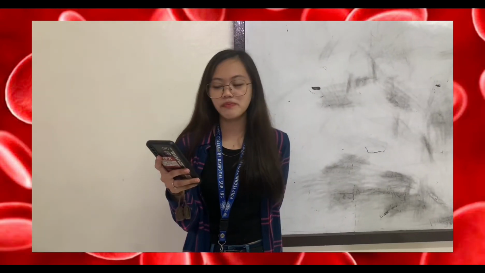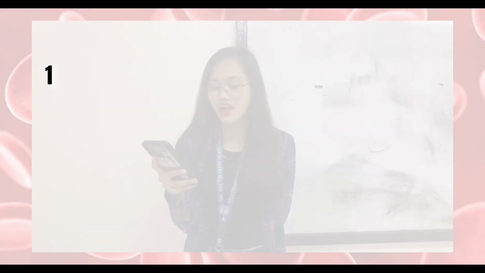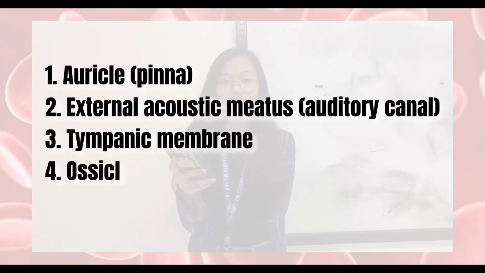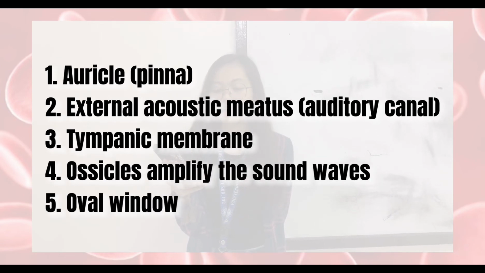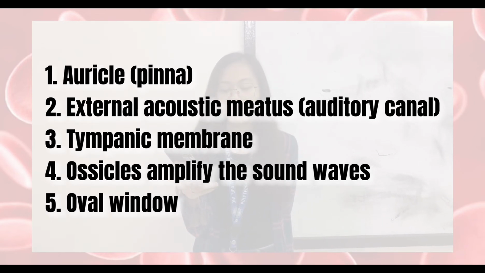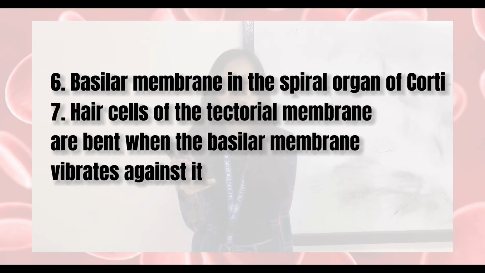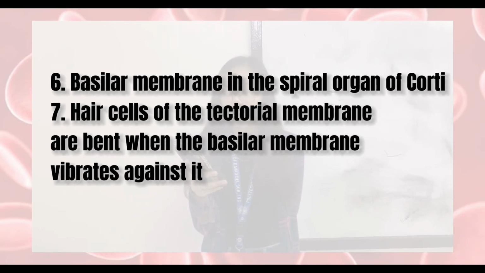The pathway of vibrations from sound waves. Number 1, auricle or pinna. Number 2, external acoustic meatus or auditory canal. Number 3, tympanic membrane. Number 4, ossicles amplify the sound waves. Number 5, oval window. Number 6, basilar membrane in the spiral organ of Corti. Number 7, the hair cells are bent against the tectorial membrane when the basilar membrane vibrates.